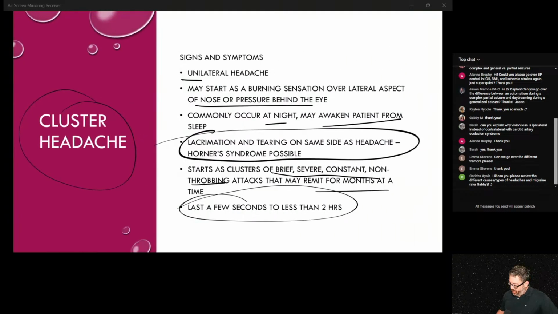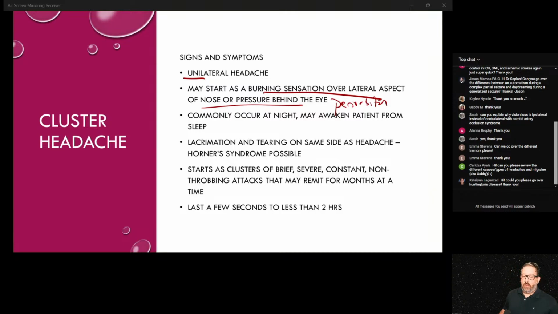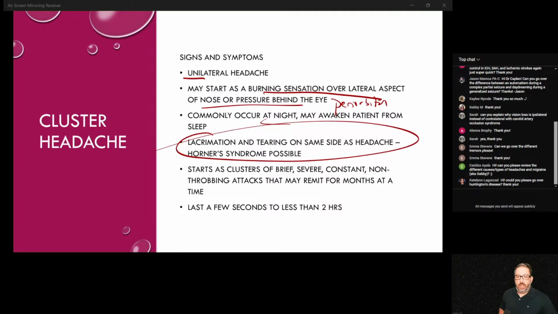Cluster headaches. Let me clear the page here. Unilateral, may start as a burning sensation over the nose or pressure behind the eye. So that periorbital. So we have that in the Kahoot. The guy had the periorbital pain. That's where it comes on. That's the cluster headache. Commonly at night, may wake them up. Lacrimation and tearing on the same side.